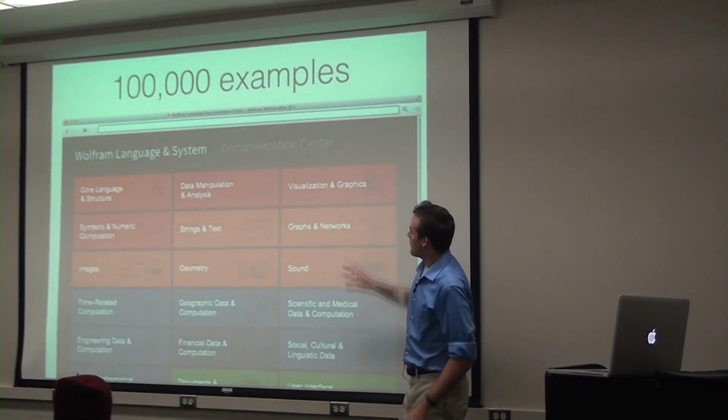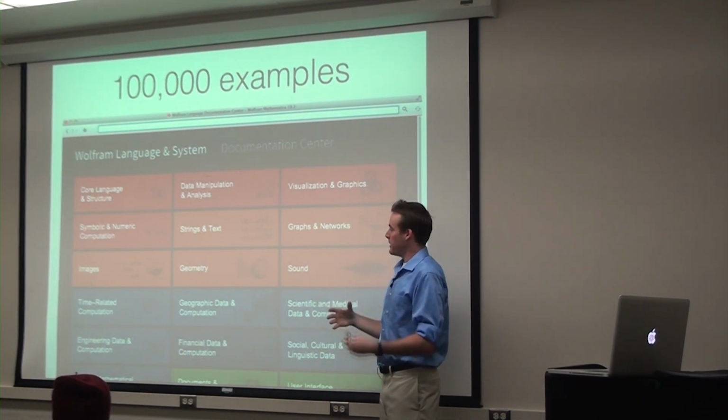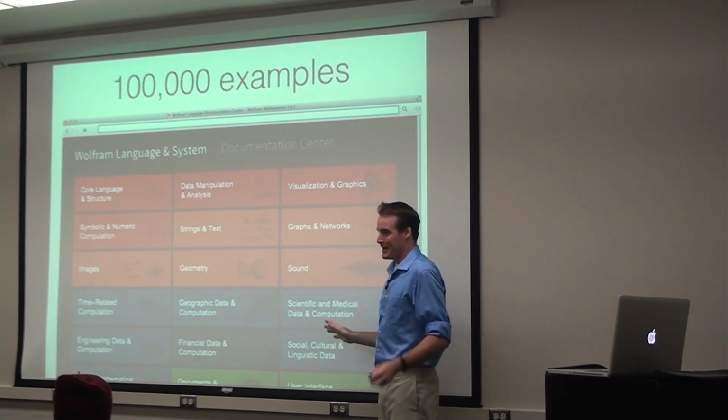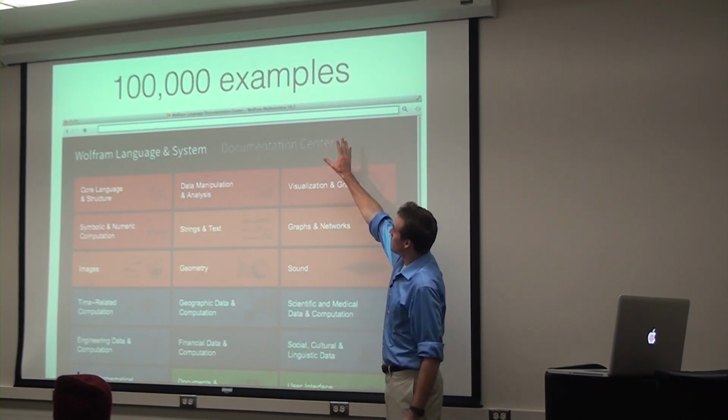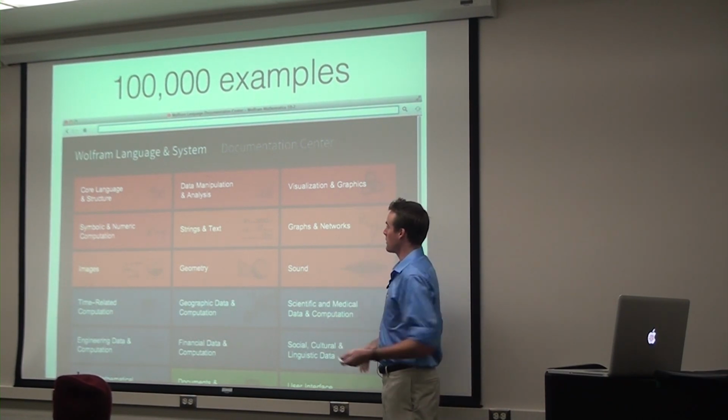There are over 100,000 examples in Mathematica. When you buy Mathematica, there's something like 5,000 built-in functions. You don't have to know all of them, but among those 5,000, there are like 100,000 examples of how to use those functions in the forms of guides and tutorials and so on.